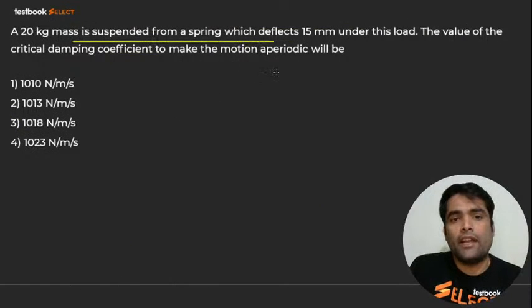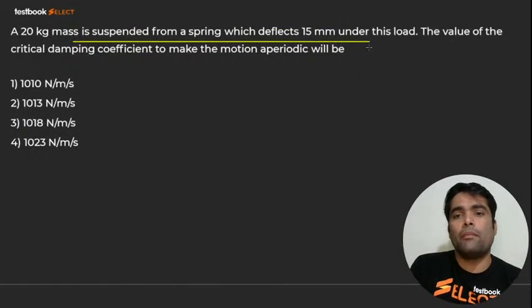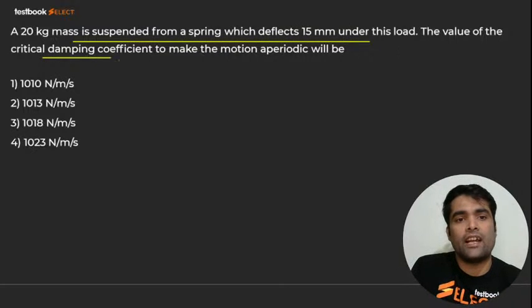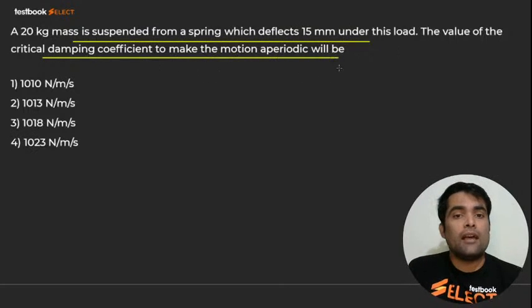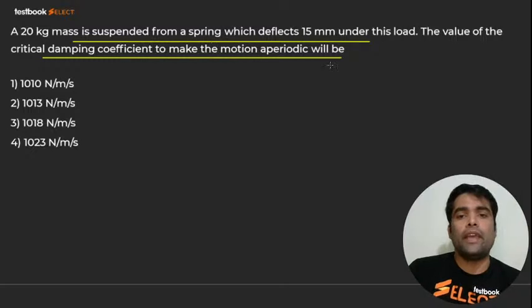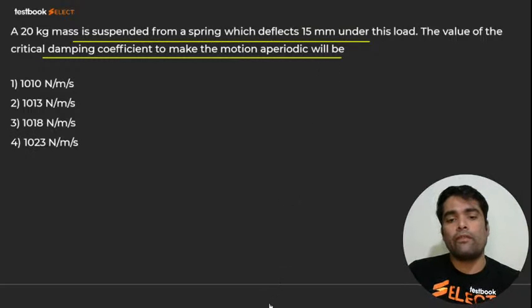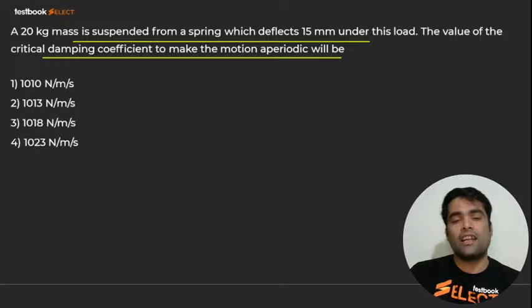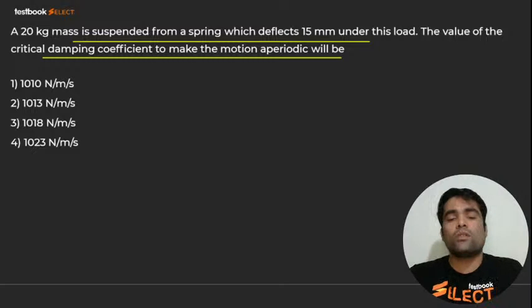A 20 kg mass is suspended from a spring which deflects 15 mm under this load. The value of critical damping coefficient to make it aperiodic will be, my dear. First of all, you should know the formula for it. It is none other than Cc, that is Cc equals twice zeta m omega n, right?